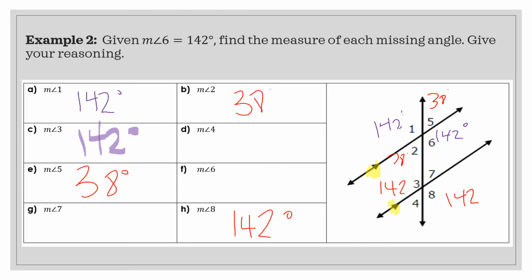8 is also the corresponding angle to angle 6, so 6 and 8 should be the same. Or 1 and 8 are alternate exterior angles, and their measures are also equal. Then finally, 7 and 4 should have the same measure because they're vertical to one another. 2 and 4 are congruent angles because they're corresponding angles. So if 2 is 38, then that means that 4 is 38 as well.